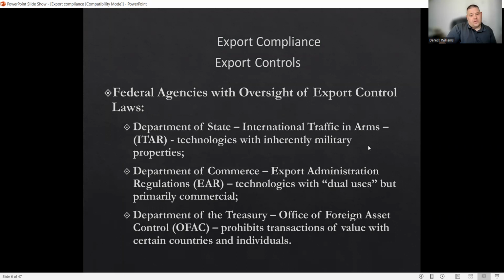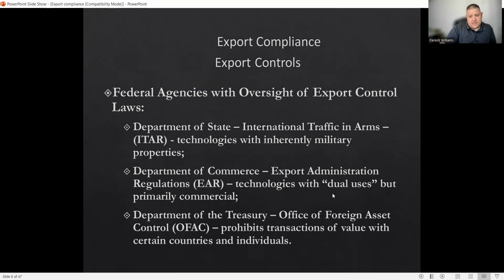Who oversees it? Well, we've got a couple of departments that oversee export control laws. Department of State typically is the most strict, because they deal with the ITAR. ITAR is the International Traffic in Arms Regulations, and it deals with inherently military properties. So bombs and guns and jets and things like that, tanks, armor. That's going to fall under the ITAR.